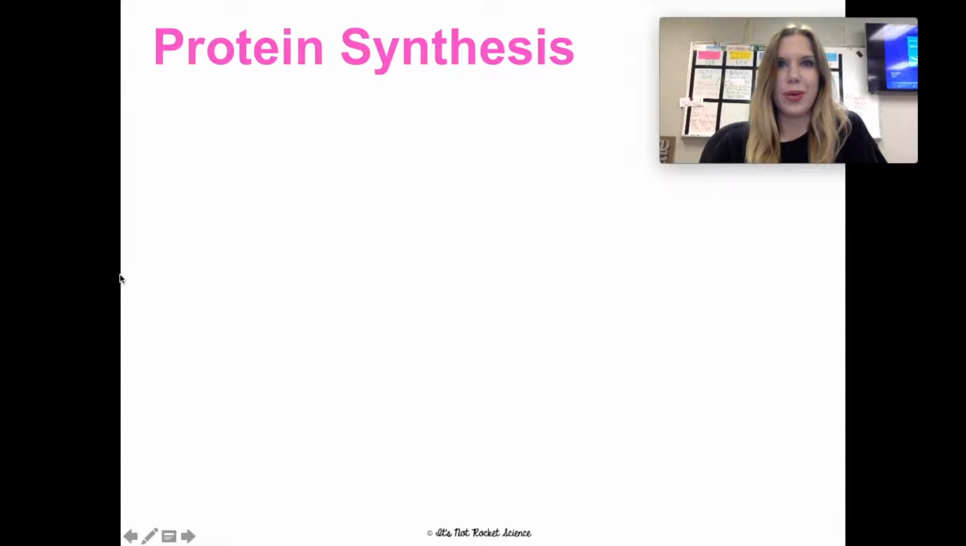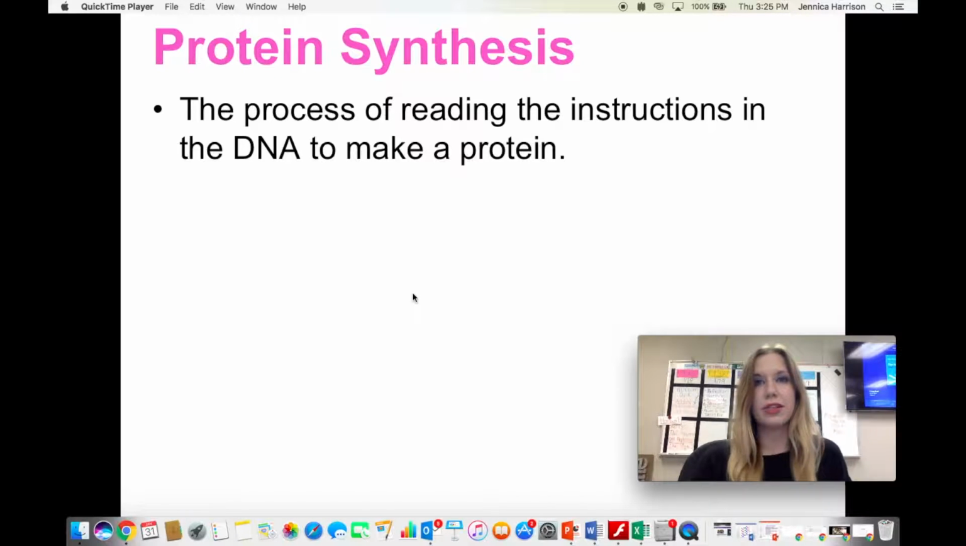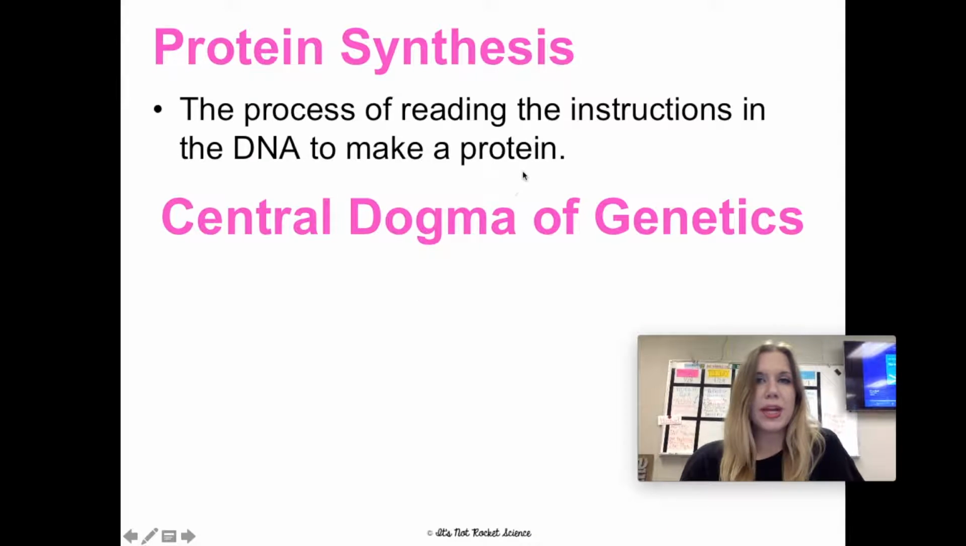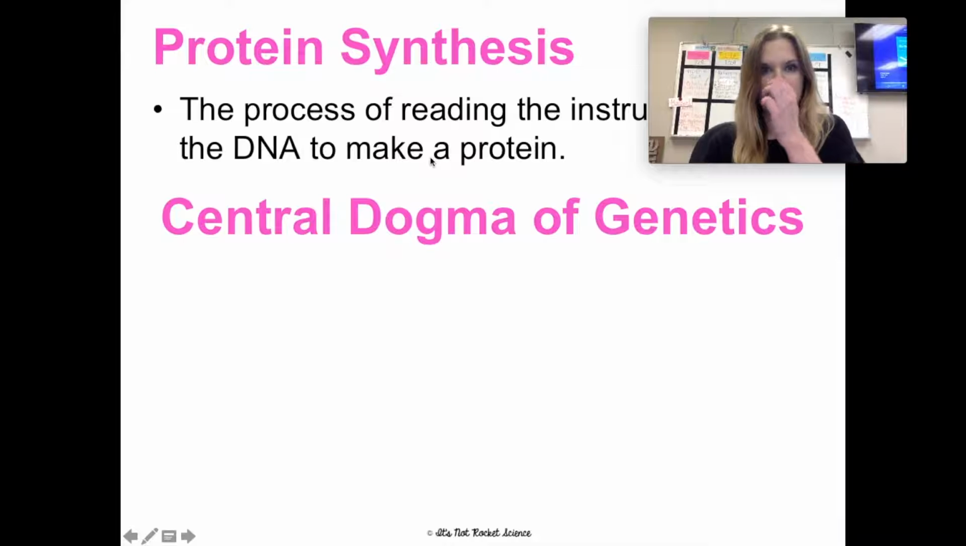All right, so protein synthesis. Protein synthesis is the process of reading the instructions in our DNA to make a protein. There is a big idea in genetics called the central dogma of genetics. Don't get too frightened by the wording here. It's basically a big overarching idea that everybody accepts and knows about.